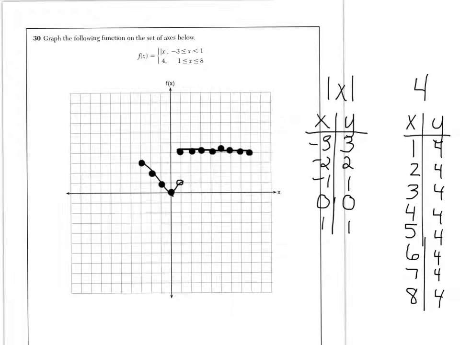And just a quick reminder, we're looking at our intervals up here. Our function, the absolute value of x, begins at -3, so it's a closed point because it's less than or equal to, and it goes to an open point because it's only less than 1. Our second part of the function, 4, is going to begin at 1 and go all the way to 8, and both of those points are closed because they're both less than or equal to.